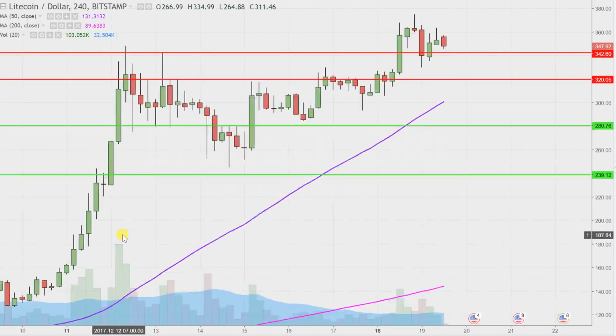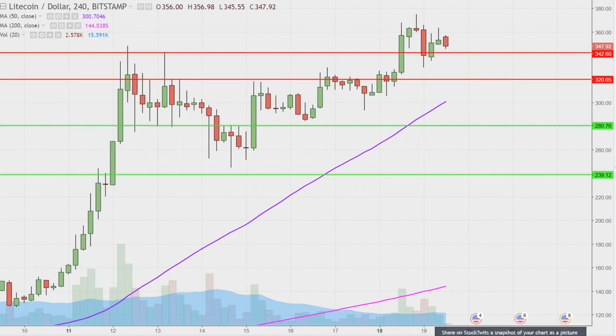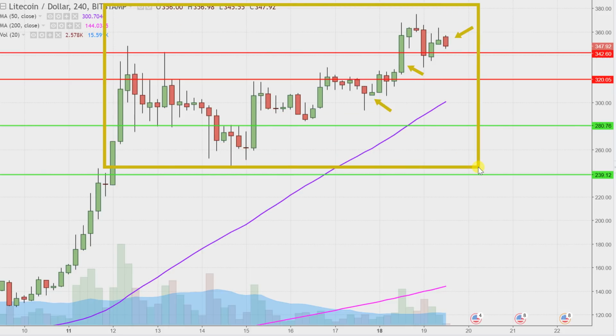So real quick, what do I mean by 4-hour, in case maybe you're new to charts? Instead of each one of these candlesticks representing 1 day's worth of price action, which is what you would normally see, each one represents 4 hours. So while this may look like several weeks' worth of time, it's actually just the past several days broken down into 4-hour time frames.